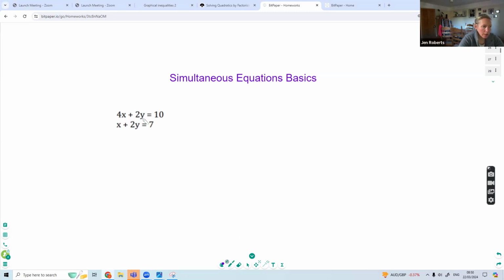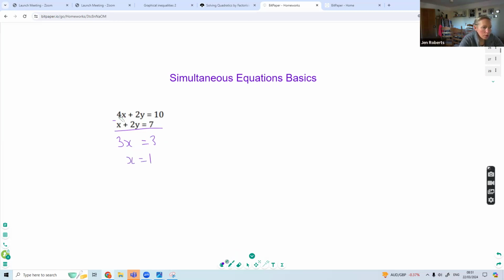So what are we going to be doing here? Well, the y's are the same here, aren't they? We've got a 2y and a 2y, so we can just subtract the equations. 4x take away 1x, 3x. 2y take away 2y, 0. 10 take away 7, 3. Now I want to divide both sides by 3, so x is 1.